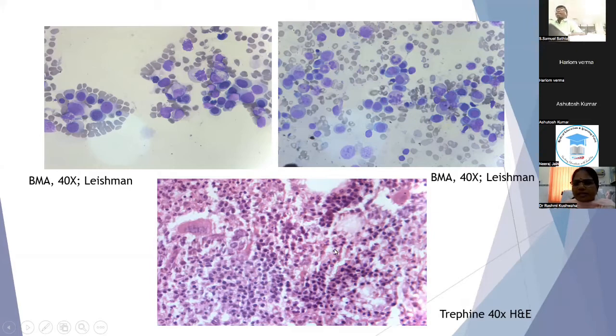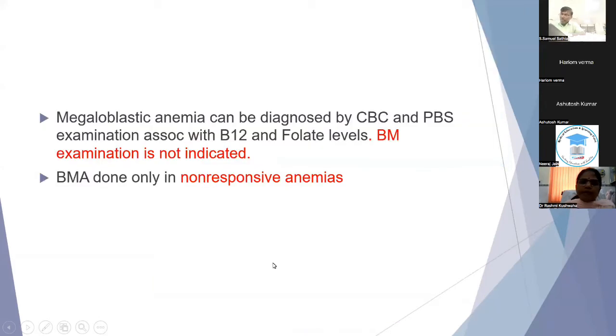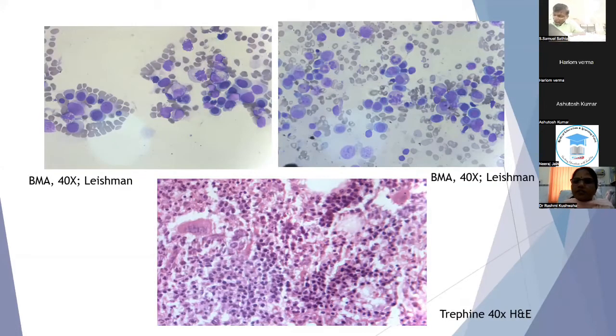This is the trephine section of the same case. The erythroid precursors are increased in number, and they are seen in clusters. So this is a clear-cut case of megaloblastic anemia.